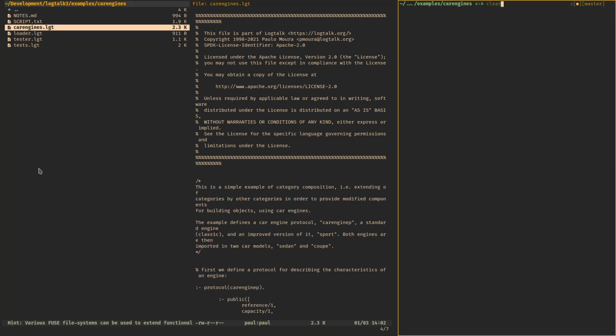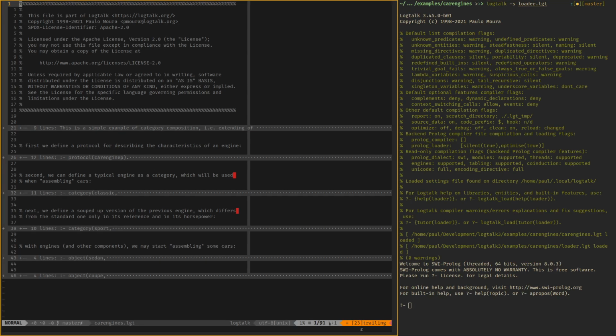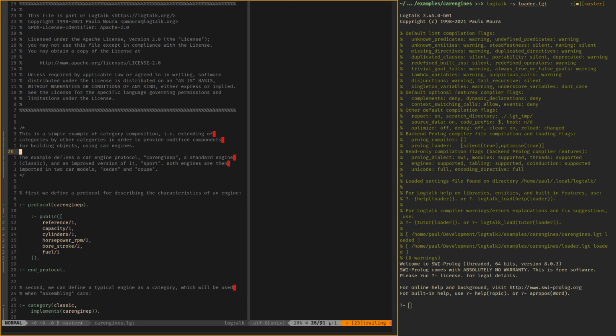So let's get that loaded in the typical way, logtalk -s loader, and let's take a look at our car engines here. So in this, we have a protocol for a car engine, and in order to be a car engine, or if it implements this protocol, it should give us a reference. Don't know what that's for. It's probably like some ID thing. Capacity, some cylinders, a horsepower, RPM, bore stroke. I'm afraid I don't know enough about car engines to fully grasp the meaning behind all these terms. And fuel, I know that one. I don't put petrol in my diesel car.